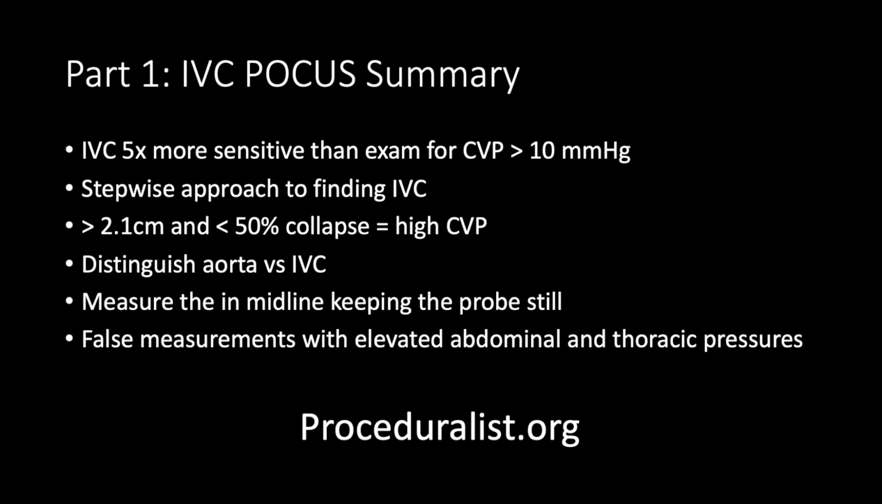Remember, we always have to make sure we're distinguishing aorta from IVC. Always ask yourself a few systematic questions to make sure you're not confusing the two. Keep that beam in the midline of the inferior vena cava during your measurements, and that'll make you much more accurate with assessing central venous pressure. And always keep in mind, does my patient have high intra-abdominal or thoracic pressures? That's going to cause false measurements in either direction.